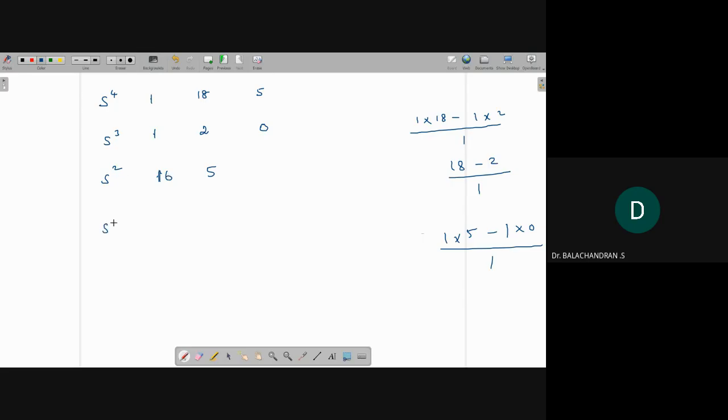How to get s power 1? s power 1 is 16 into 2 minus 1 into 5, divided by 16. So this is 32 minus 5 divided by 16. So 27 by 16.